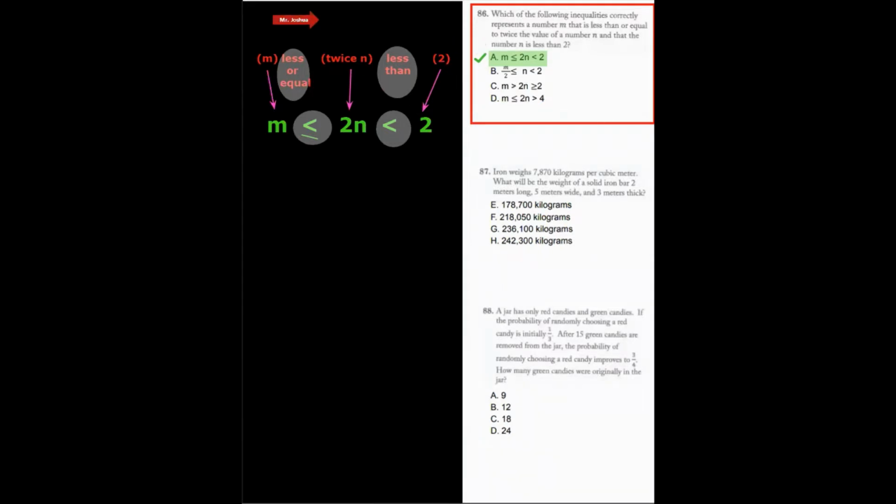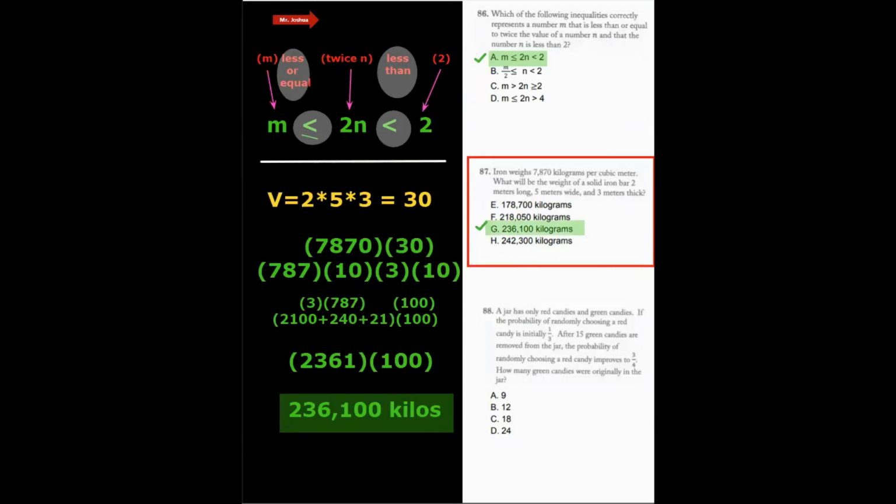Question 87. Iron weighs 7,870 kilograms per cubic meter. What will be the weight of a solid iron bar 2 meters long, 5 meters wide, and 3 meters thick? Well, it's a rectangular prism, this iron bar. So 2 times 5 times 3 is 30 cubic meters. Then multiplying that by 7,870 kilograms will be 7870 times 30.